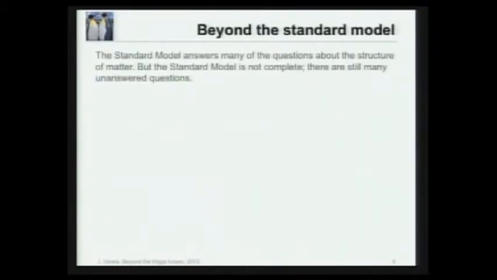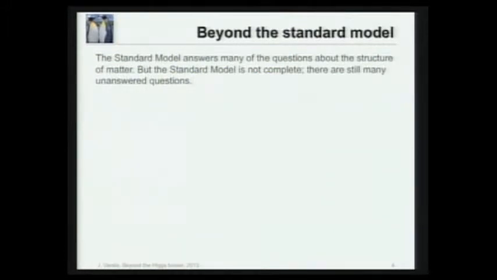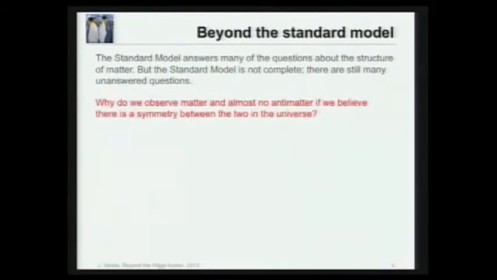There are a number of them, many. The Standard Model answers many questions about the structure of matter, but it's not a complete theory. So one first question: why do we observe matter and almost no antimatter in the universe, if we believe that there is a symmetry between matter and antimatter? So we look into the stars and galaxies, and we only see matter. So we could ask, why? How do we know that it's matter and it's not antimatter?